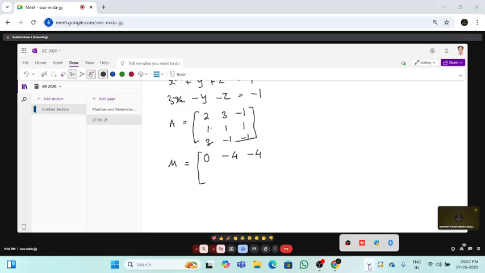Okay, and this element, I'm cutting out this row and this column. So what remains is 3, minus 1, minus 1, minus 1. That is 3 into minus 1, minus 3, minus 3, minus 1 into minus 1. There are so many minuses that come, you're likely to make a mistake. You have to be careful, okay? So it's minus 4. Center element, minus 2 minus minus 3, which is 1. Minus 2 plus 3, right? So this one, minus 2 minus 9.